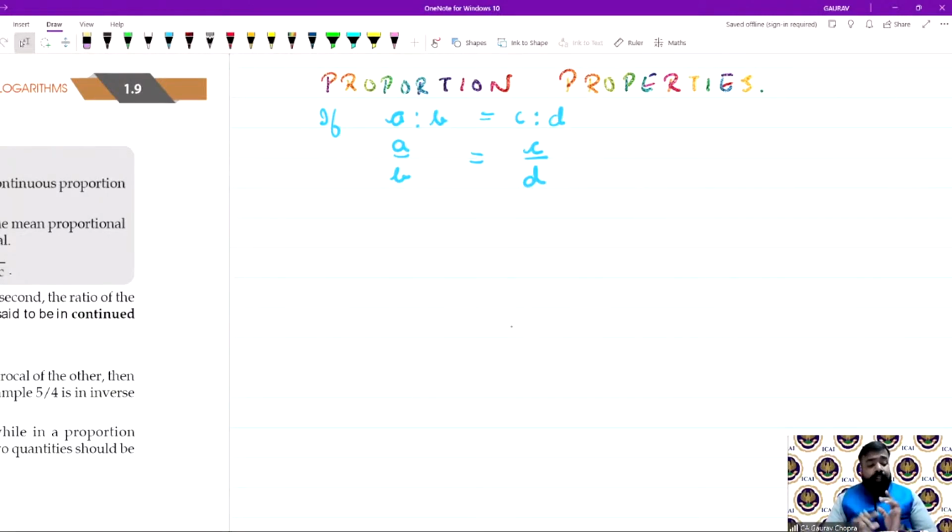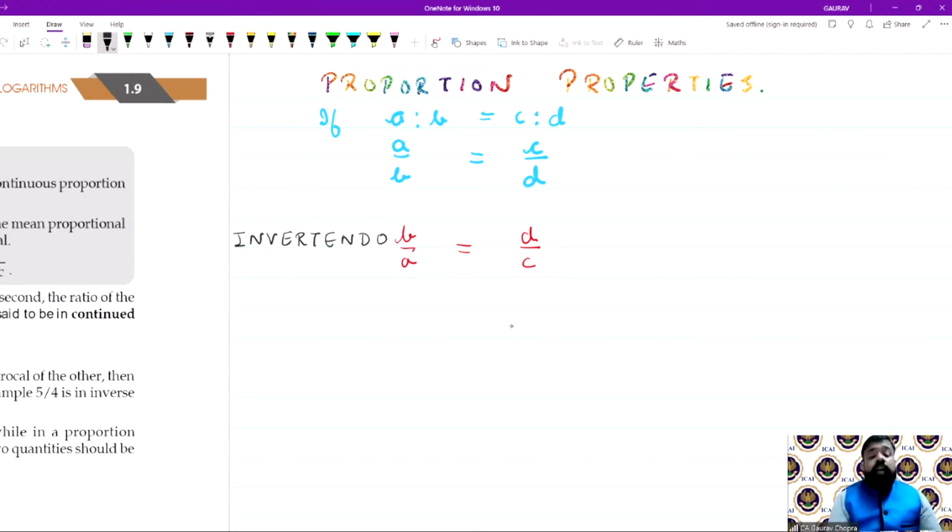Now if we reciprocate them, if we do the reciprocal, then what will happen? That means if we write B by A and D by C, we have reciprocated both sides. Now the question is, will the ratios still be equal? Will they be in proportion or not? The answer is simple, yes, they will be in proportion, and this is known as invertendo. This point is known as invertendo.